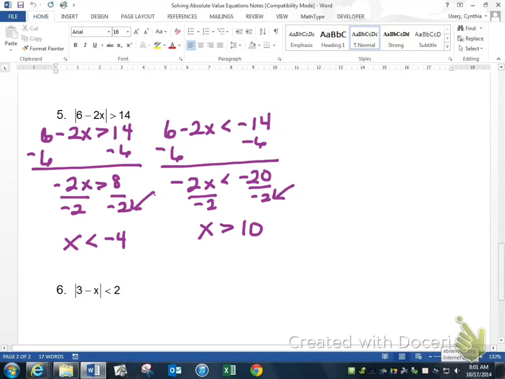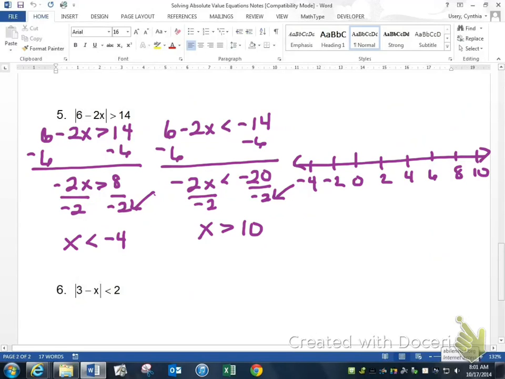Okay, now we're going to graph this. So we're going to draw our graph. And I am going to make my graph go by 2's because I need a negative 4 and a 10 in my graph. So I'm going to do negative 2 and negative 4, 2, 4, 6, 8, 10. Okay, so let's graph this.